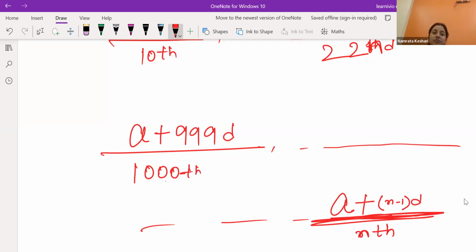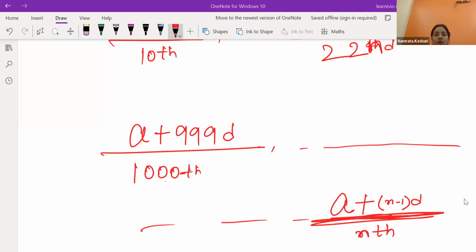Are you getting it, everyone? Afreen, is it clear? Yes, ma'am. Bharti, is it clear? Samya, is it clear? Yes, ma'am. Tara, is it clear? Yes, ma'am.